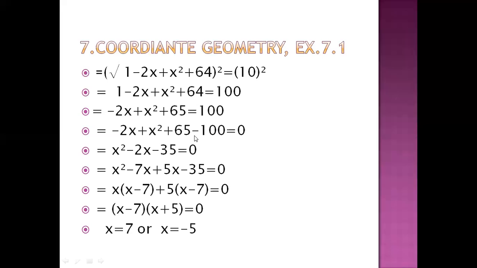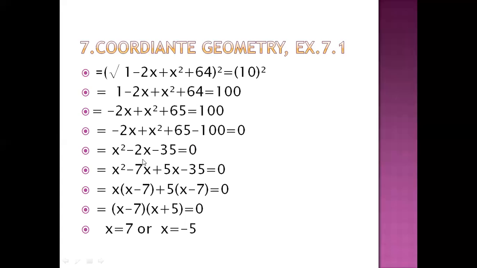Bring this 100 to the left hand side of the equal sign, then we'll get minus 2x plus x square plus 65 minus 100 equals 0. 65 minus 100 is minus 35. Now rewrite all these terms in a proper order. That is first the x square term, then minus 2x, the x term, then the last numerical value, that is minus 35, equal to 0. Now here we got a quadratic equation.